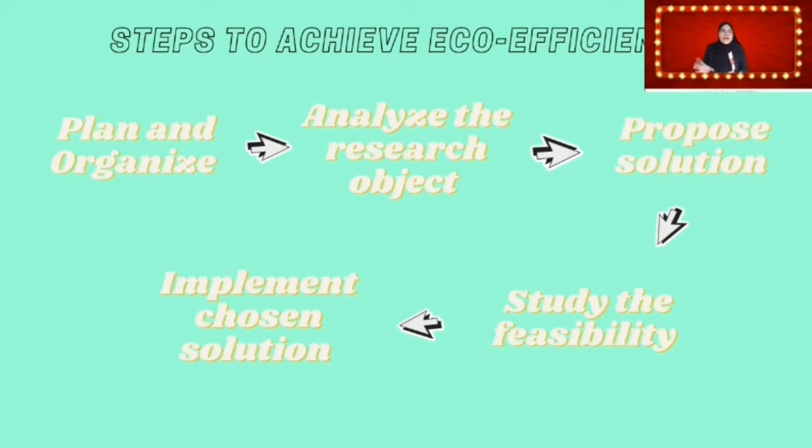I want to explain 5 steps to achieve eco-efficiency. Number 1, we have to plan and organize the resources that a company is about to use. Number 2, we have to analyze the research object to identify the waste and its characteristics. Number 3, we have to propose multiple solutions or methods. After we have a list of possible solutions, we need to study the feasibility of each solution so that we understand the possibility of success. And last but not least, we have to choose one most suitable solution and implement the solution to the company.